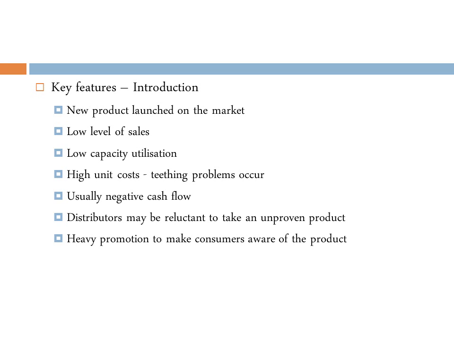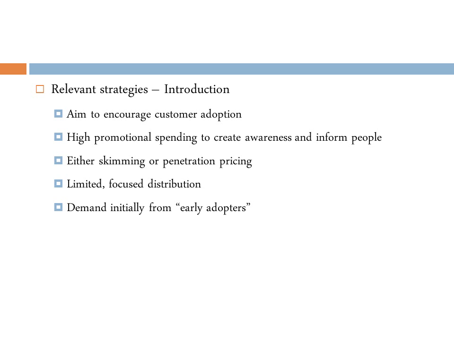So there's also going to be a low level of sales. Because there's a low level of sales, we might have low capacity utilization. So we might have a factory, but we're not making very much in that factory because not very many people are buying our product. So if you remember back to last year, that might mean that there's a higher unit cost. This high unit cost and the low sales might mean that there's a negative cash flow, so more money is leaving the business than is coming into it.